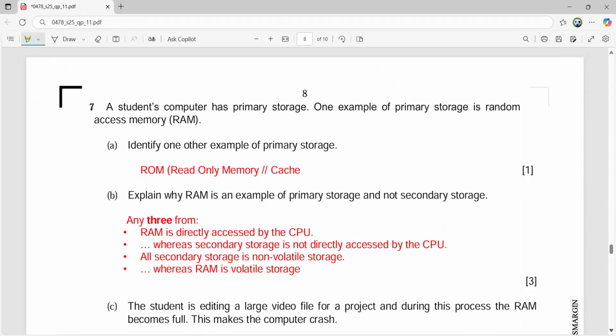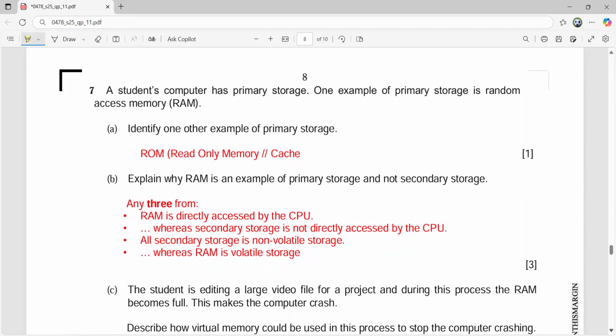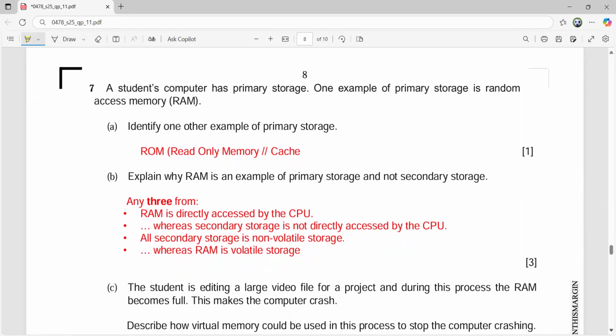And another one is all secondary storage are non-volatile, as we know. And when you talk about RAM, it's actually a volatile storage. So if you have actually talked about the points with confidence, you've written a comparison properly, talking about why RAM is in the category of primary storage and not secondary storage, you will be able to score 3 out of 3.